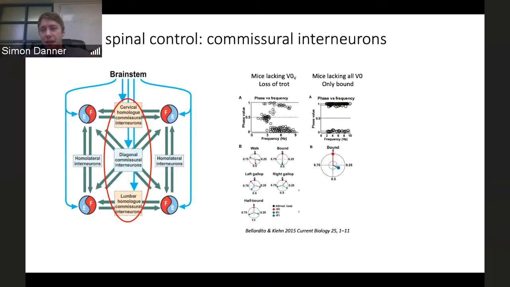and speed. The mice don't express a trot, but instead of trot, gallop and bound already at these low frequency and speed ranges. When all V0 neurons were removed, there's left-right synchronization throughout the range of frequencies. So this gives us information about the speed-dependent role of these commissural interneurons.